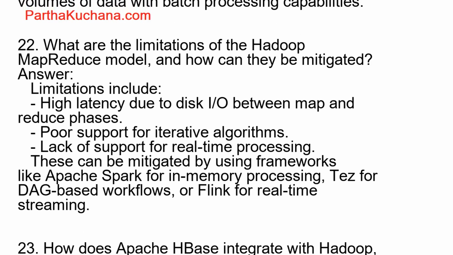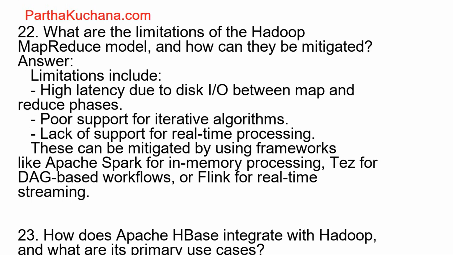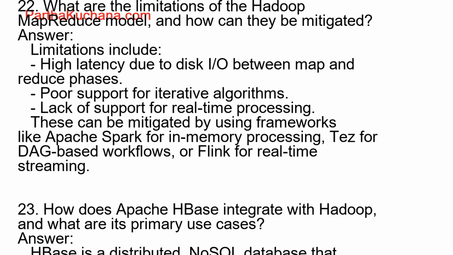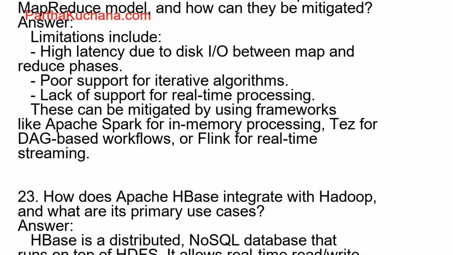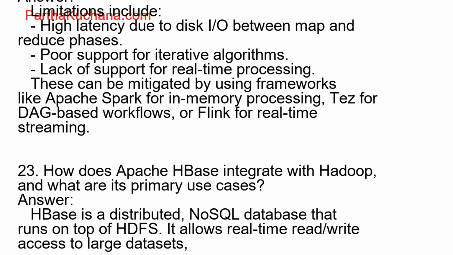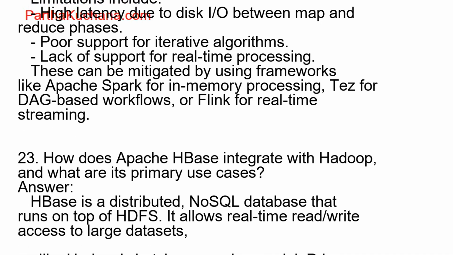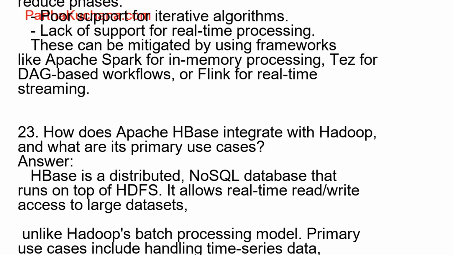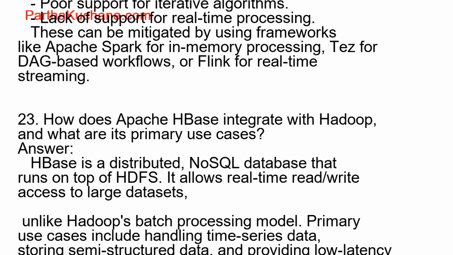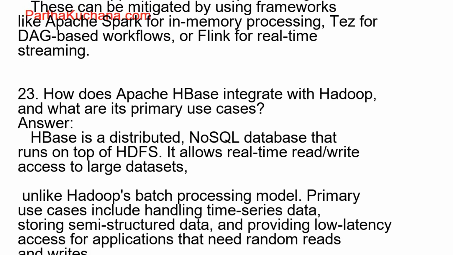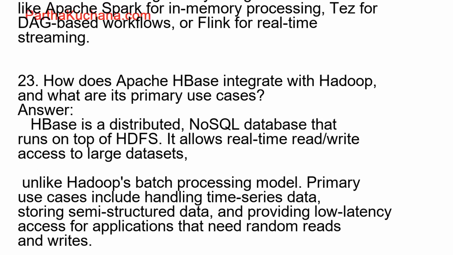24. What is the significance of the shuffle phase in MapReduce, and how does it affect job performance? Answer. The shuffle phase in MapReduce transfers the intermediate key-value pairs produced by the mapper to the reducers. This phase can become a bottleneck due to network I/O and data movement between nodes. Job performance can be optimized by compressing intermediate data, using a combiner to reduce data, and tuning network settings for efficient data transfer.